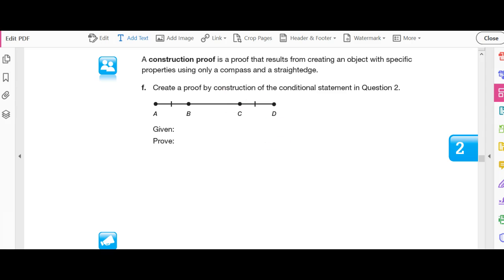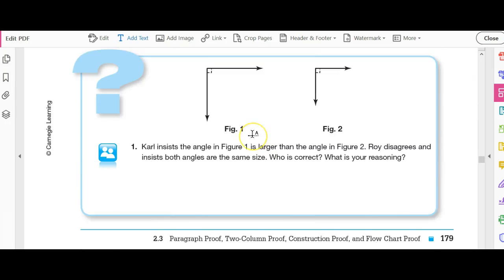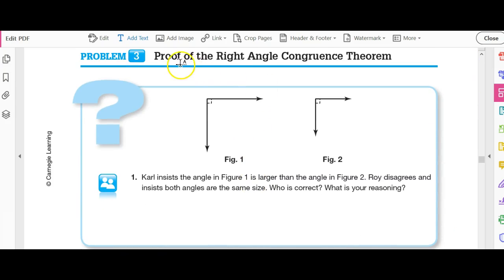So we are going to, let's see, I'm going to scroll down now. Here we have another proof. It says the proof of the right angle congruence theorem.